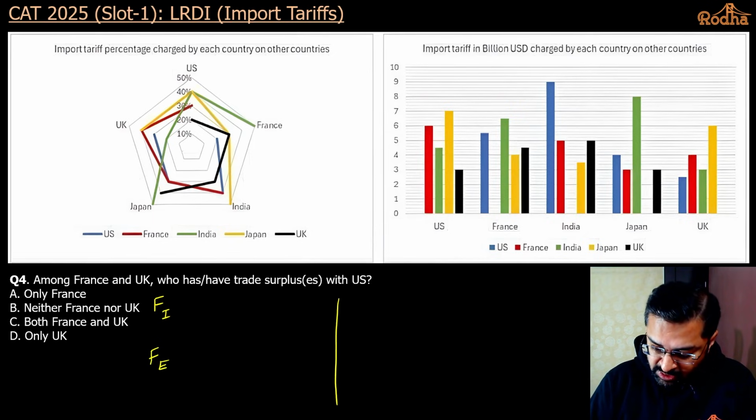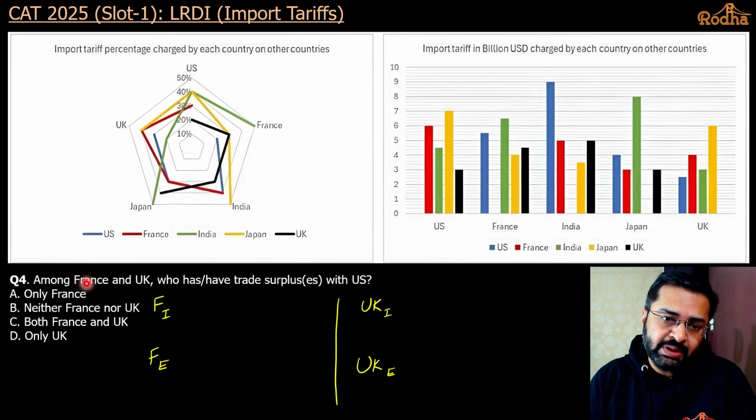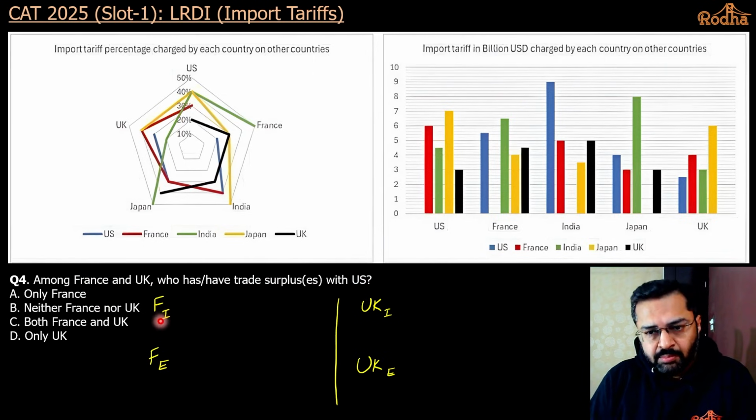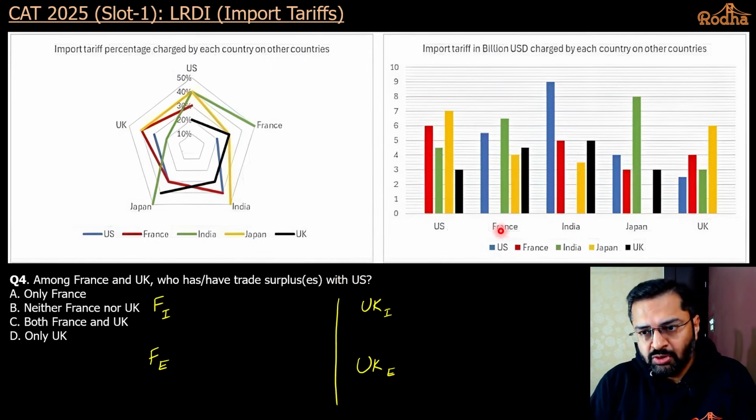And here I would say UK imports and UK exports. You can just do it like that. We have to just compare and see which is bigger. When we are talking about France imports, France exports, this is with reference to US only. France US is one thing that we have to check, and UK US is another pair that we have to check. The two pairs are France US and UK US. So France imports from US. This is the first thing we'll check.